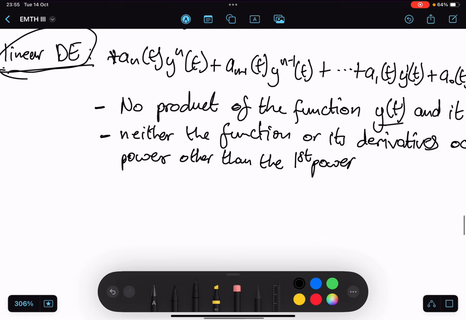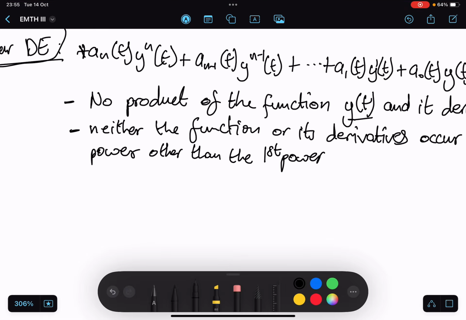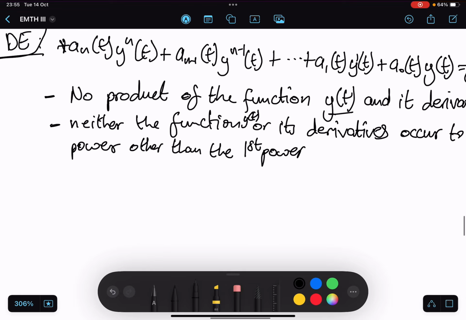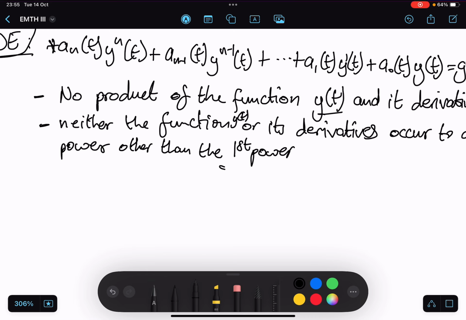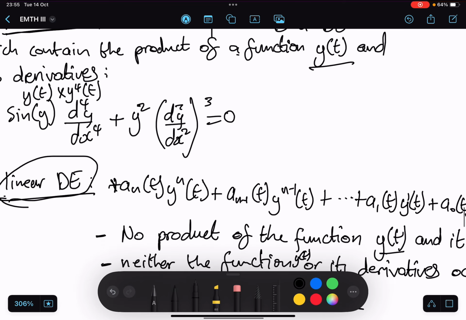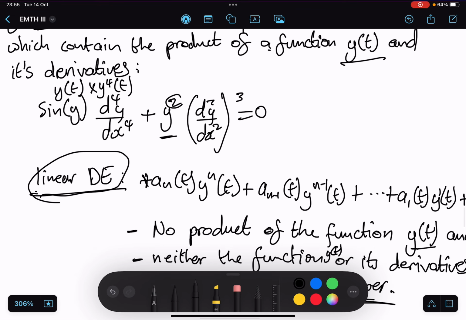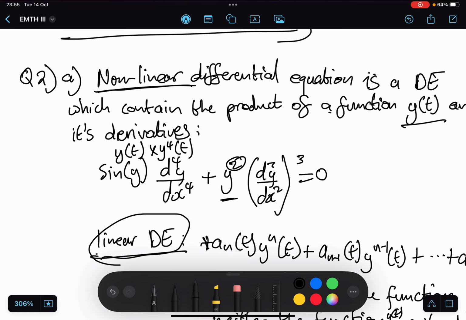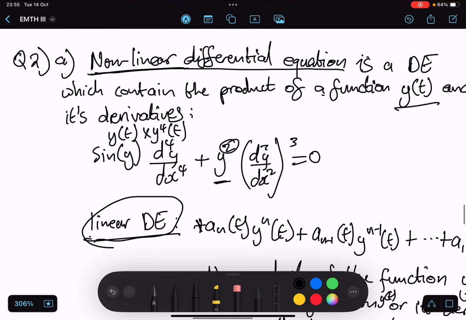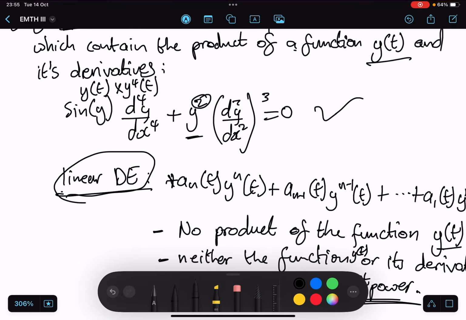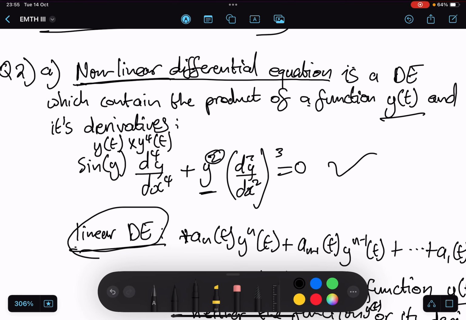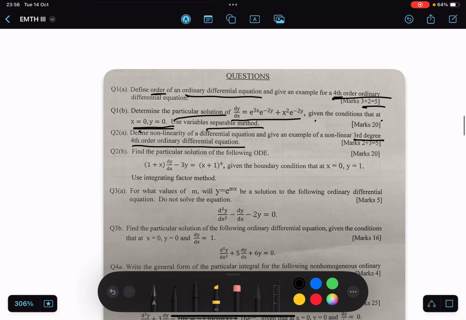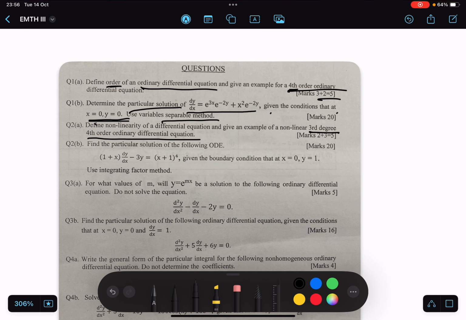And also we are saying the function y of t or its derivative occurs only to the first power, right? But here we can see that the function y is at the second power, so this makes the entire equation a nonlinear differential equation. This is an example of a nonlinear differential equation that our question said we should find: define nonlinearity of a differential equation and find an example of a nonlinear third degree fourth order.